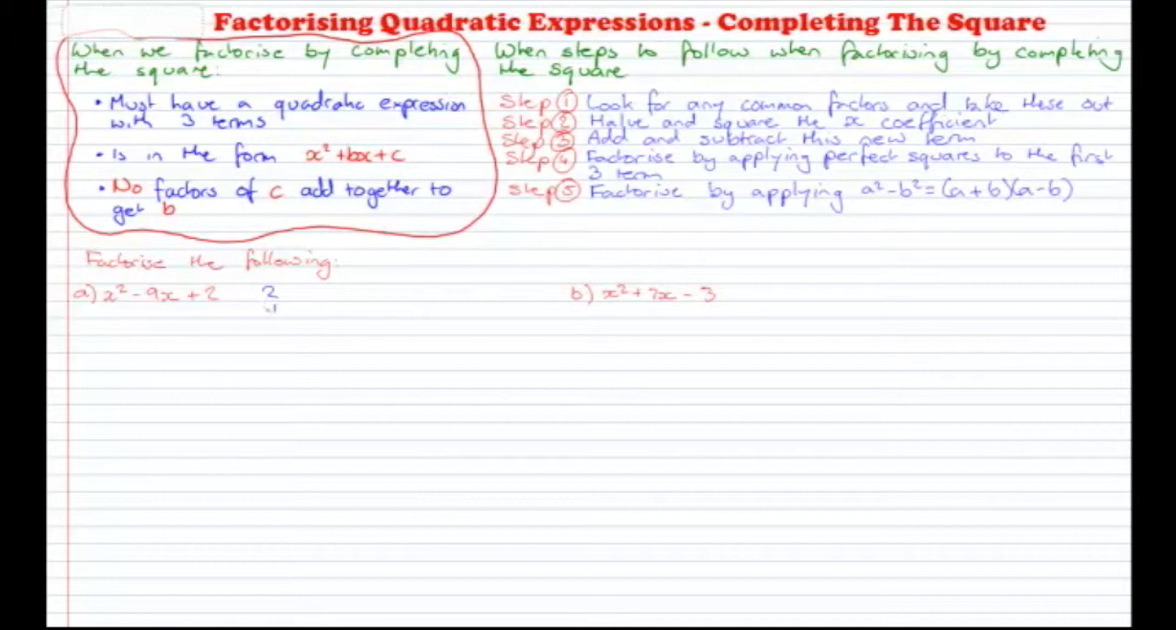And can we in any way make these add together to get negative 9? No, we can't. So that means we must factorise by completing the square. Now that takes us on to steps 2 and 3, where we need to halve and square the x coefficient and then add and subtract this new term.